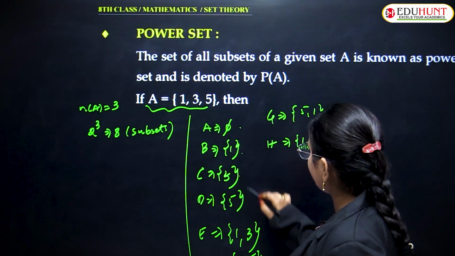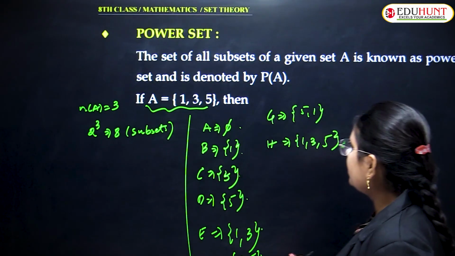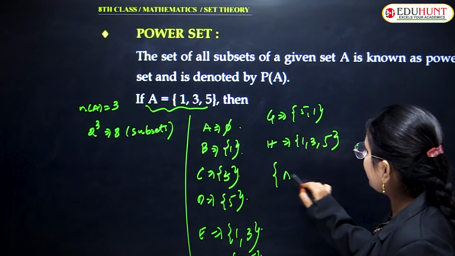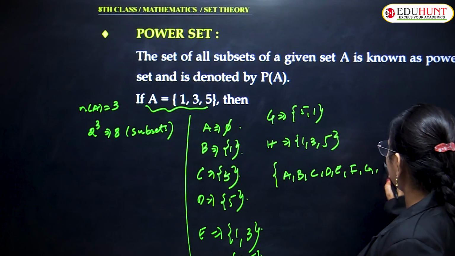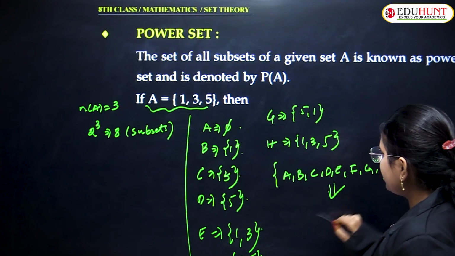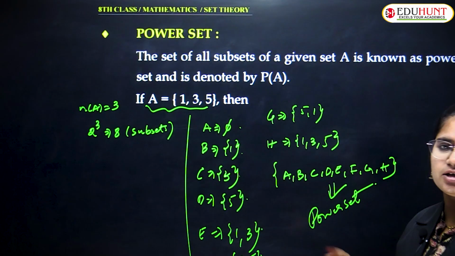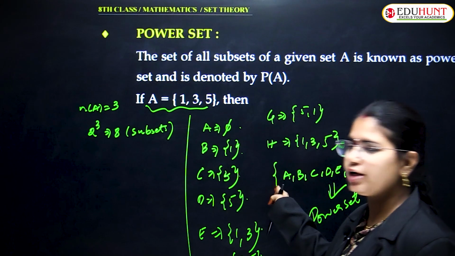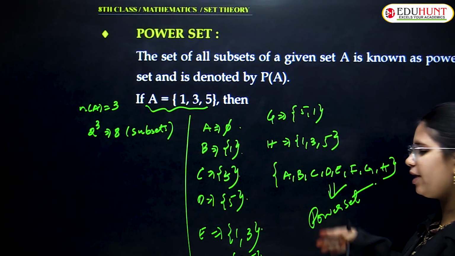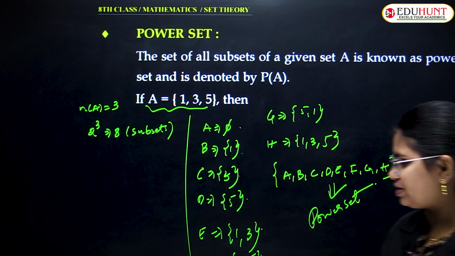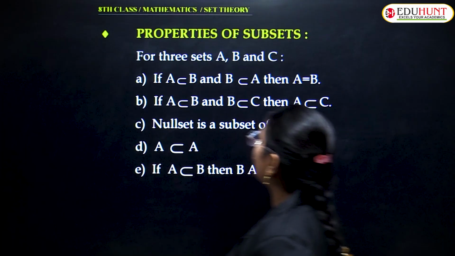So 1 2 3 4 5 6 7 8. So in total you have 8 subsets. These, A, B, C, D, E, F, G, H, are representing the power set. This is nothing but a power set. Putting all the subsets of a main set together is defined as a power set. Am I clear up to this? So we'll get back to the next one.